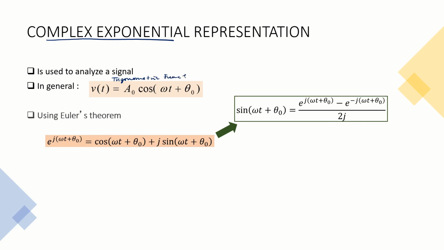This is the trigonometric function. However, we can convert this function by using Euler's theorem, where it can be represented as this, which is known as the complex exponential representation, where e^(j(omega t plus theta naught)) equals cos(omega t plus theta naught) plus j sin(omega t plus theta naught).